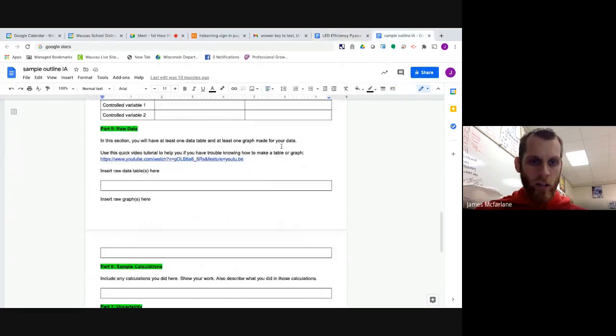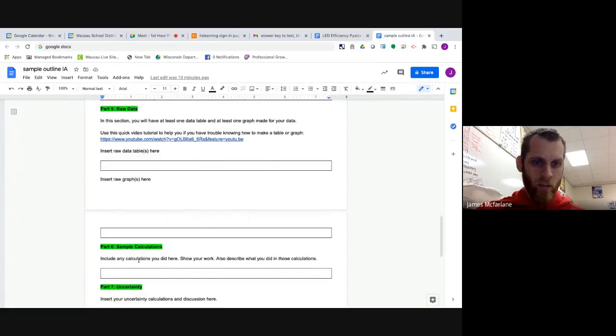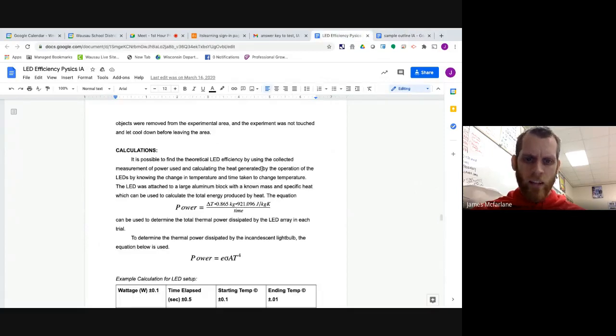Calculations. So he skipped ahead to calculations, part six. I guess he has his graphs later. So this is just a general outline. You don't have to follow this outline in chronological order. He moved around a little bit. So he had the calculations next. And then I think he did uncertainty.